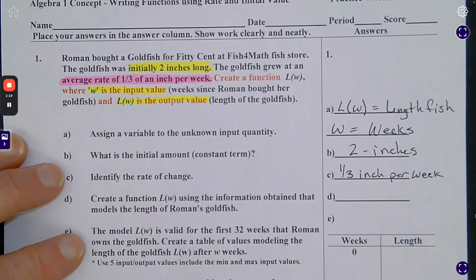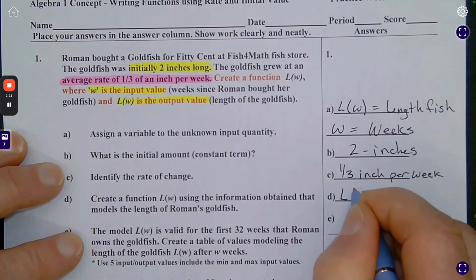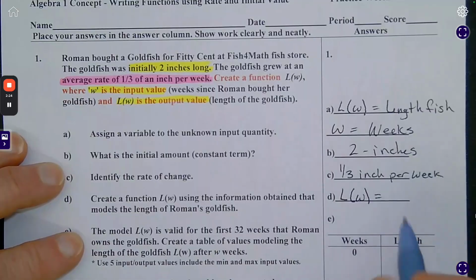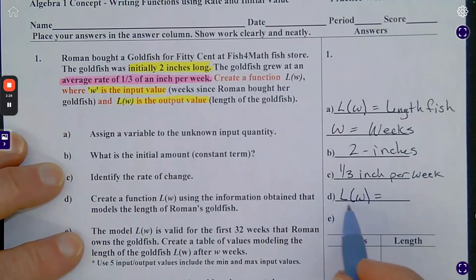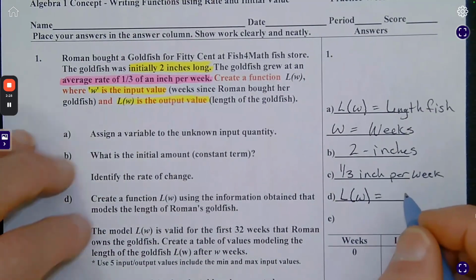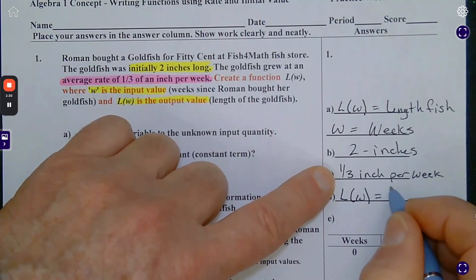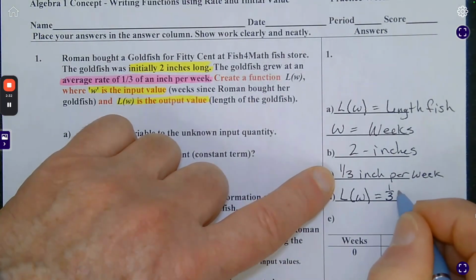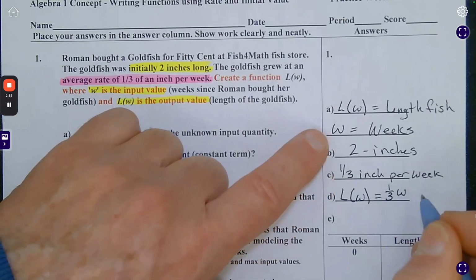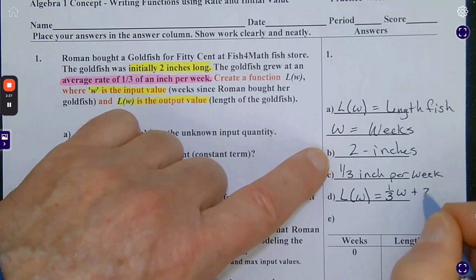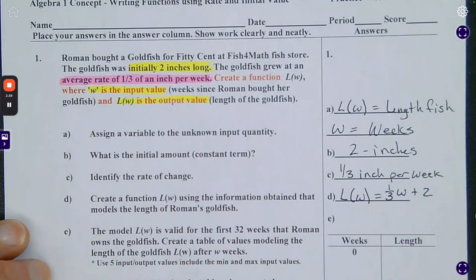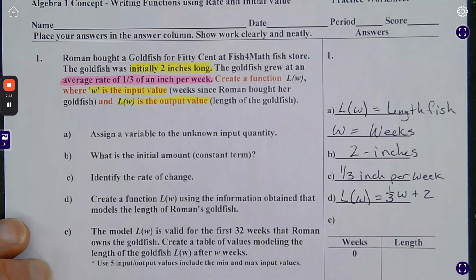Create a function L(W). Okay, so my output is the length with input W. This whole thing represents the output. Now, I have a rate of change of 1/3 times the input variable, W, plus the initial value. Boom, that's it. We're going to base everything on that now. I'm going to grab my calculator because now we're going to create a table of values.